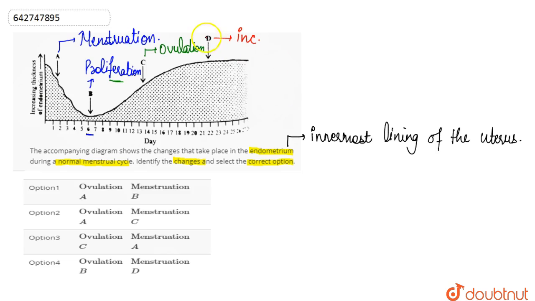So we can say that from day 20 to 28, the inner lining of the uterus is again very thick. If fertilization does not occur, then again it sheds, which leads to menstruation. So the event A is the menstruation, whereas C represents the ovulation. This is what is correctly stated under option 3. So we can say that this is the correct answer here.